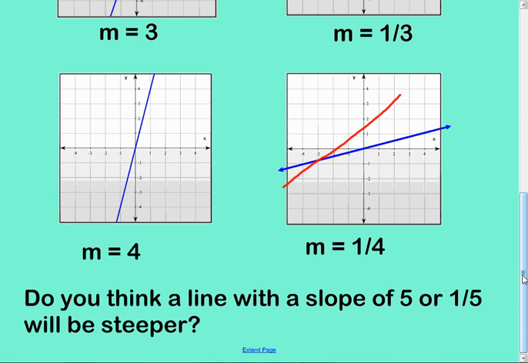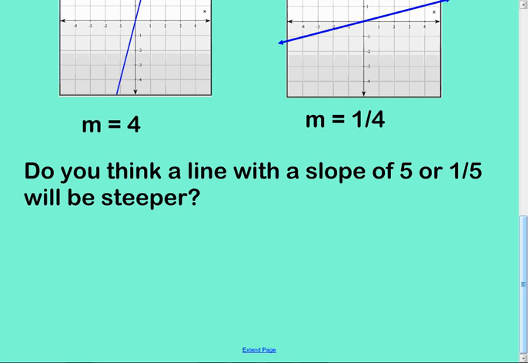I don't know why that line's there, but we'll get rid of it. Do you think a line with a slope of 5 or 1/5 will be steeper? Which one's bigger? Keaton, what do you think? Which will be steeper? The 5 is going to be steeper. 4 is bigger than 1/4. So the slope tells you the steepness of the graph.